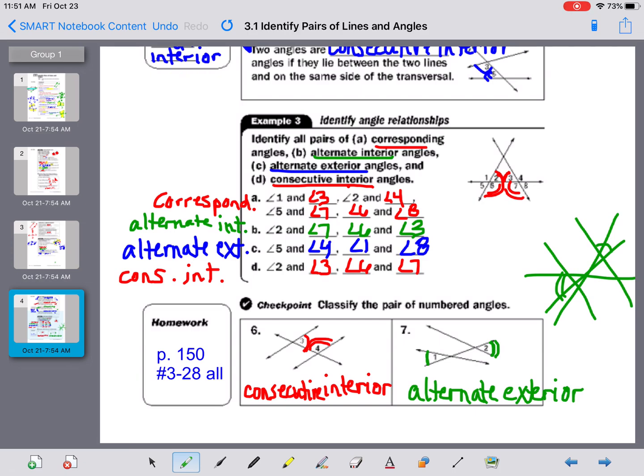Okay? All right. In your book, page 153, problems 1 through 28 all, and definitely those are the problems I want you to do. I know we had a little confusion the other week, but those are the ones I want you to do. Good luck. Let me know if you have any questions.